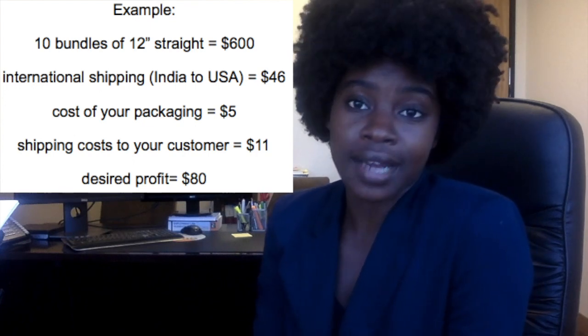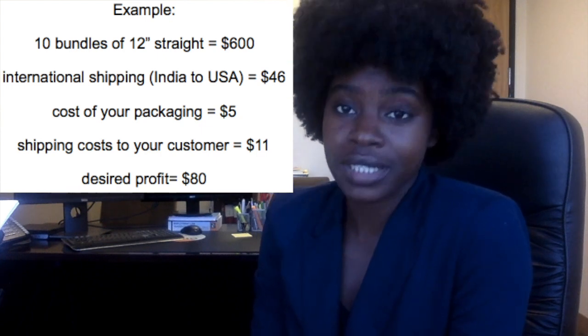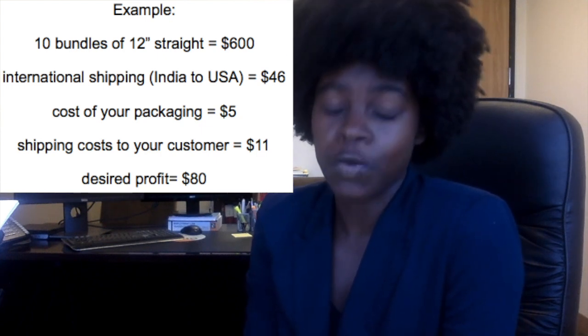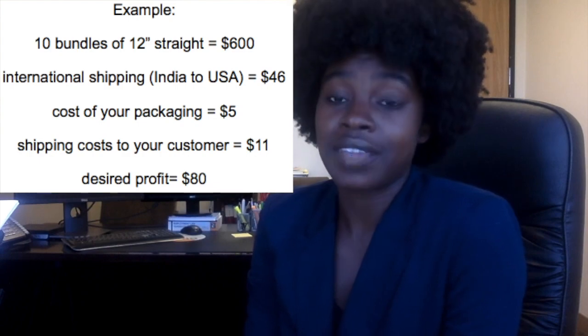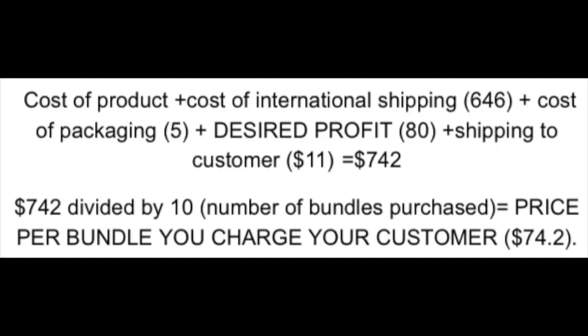So let's say you buy 10 bundles of the 12-inch raw Indian straight hair. So that would be $600. $600 plus $46, which is your international shipping, equals $646. Now, this is the total cost for 10 bundles. So let's go ahead and plug 646 into the equation.